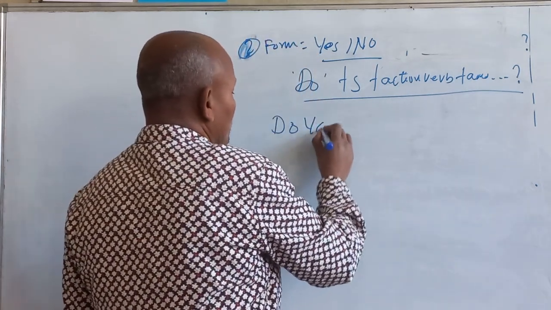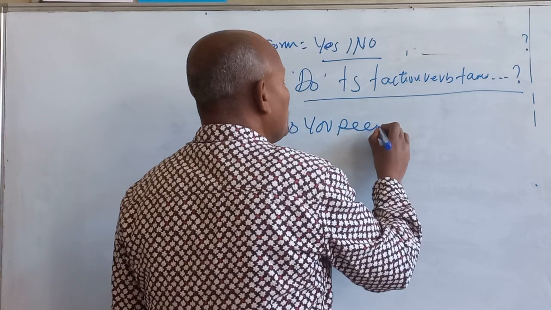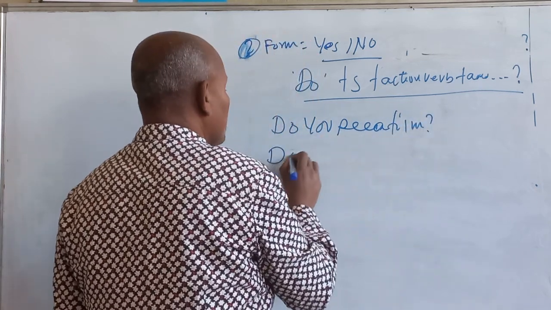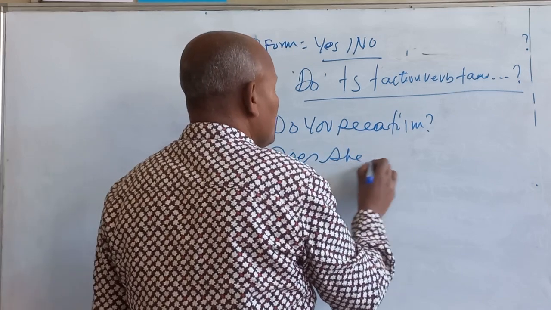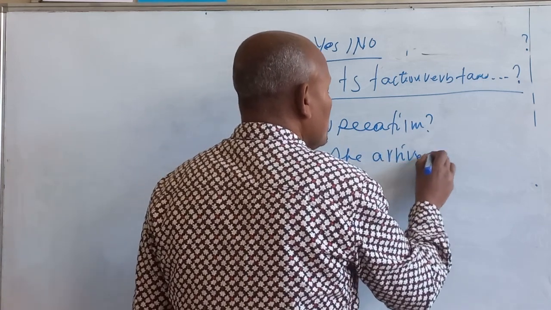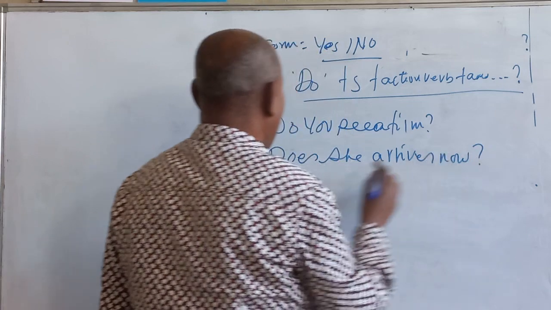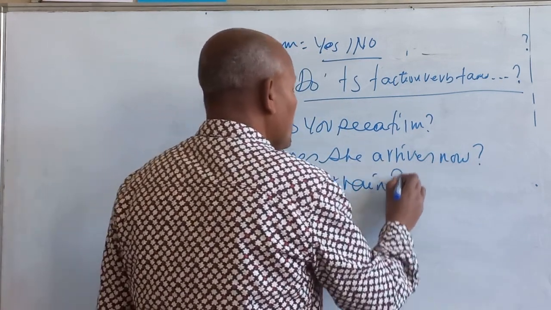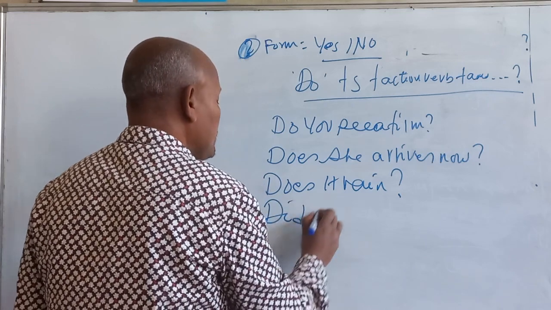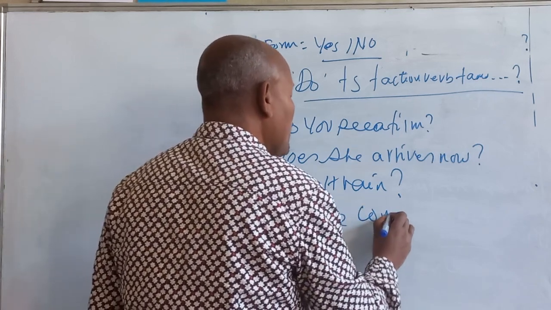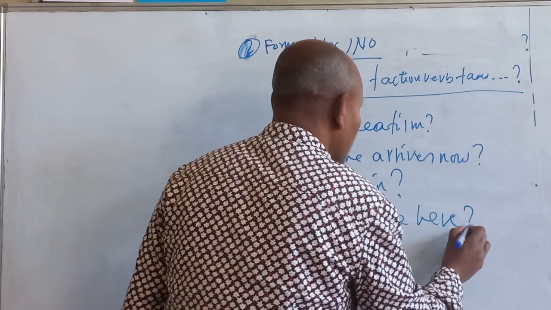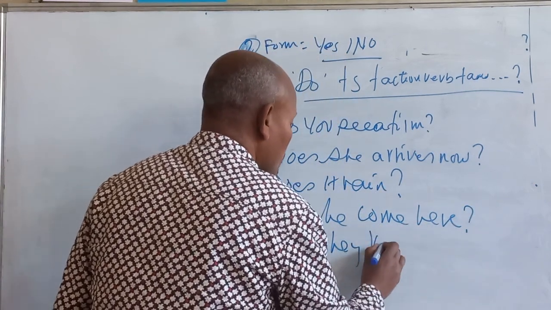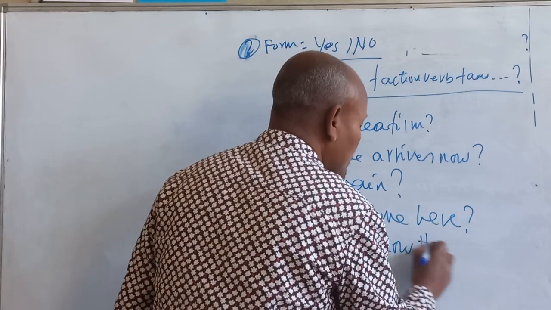So let's get here. Do you? Yes. Do you see her? Do you see a film? Another one, does she arrive now? Yes. And does it rain? And then look here, did he come here? And here, did they know? Do they know the address?